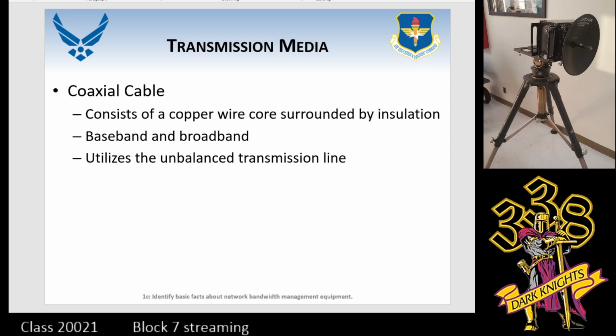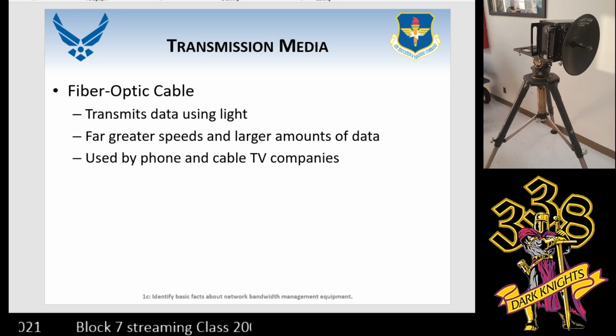Hey, we talked about that already, didn't we? And then you have your fiber optic cable. It transmits data using light. What are fiber optic cables made out of? Glass. Yep. That's why they're so expensive. But because they transmit data using light, they can facilitate far greater speeds and larger amounts of data. So I think we have up to 3 gigabit connections now, if I'm not mistaken, for wired transmission concerning fiber optic. Can anybody fact check me on that?